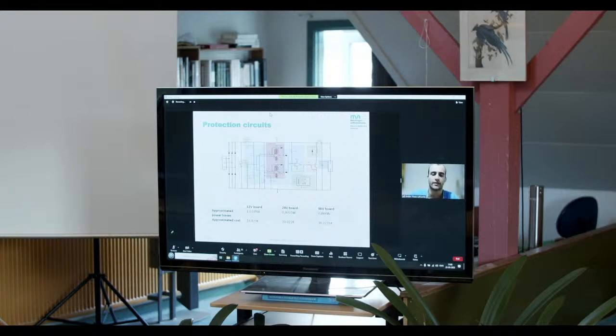Important to mention too that the values that appear in the lower part of the slide are theoretical values, not measured values in the board itself, and they do not take into account the rectifier losses. Another important point is the cost.